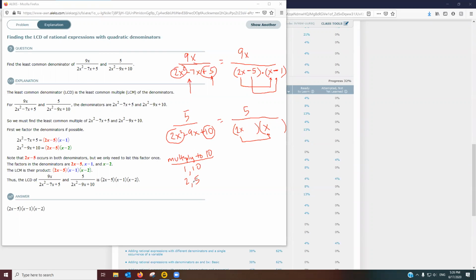And again, you can use trial and error. You can use the AC method. Turns out if I put a 5 in front and a 2 in the back like this, it's going to give me the factoring I want. All right, now I need to figure out the least common denominator.